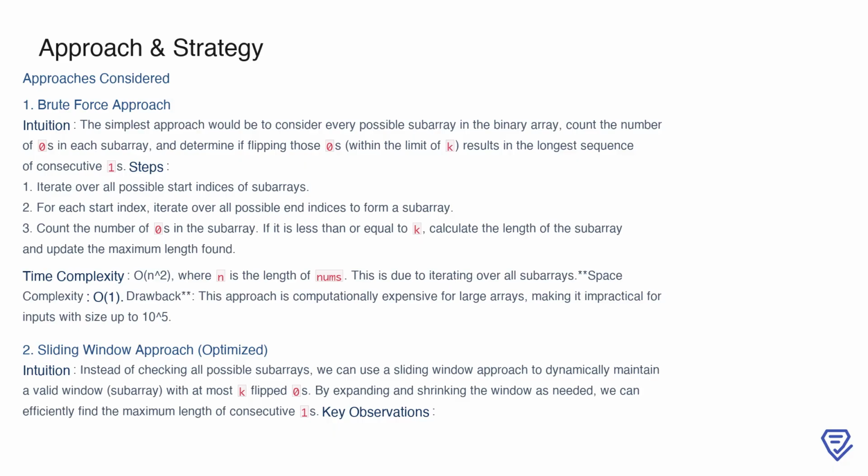The time complexity is O(n squared), as we need to evaluate all subarrays, and this becomes infeasible for large arrays where n can be as large as 10 to the power of 5. Additionally, the space complexity is O(1), but the high time cost makes this approach impractical for most real-world scenarios.